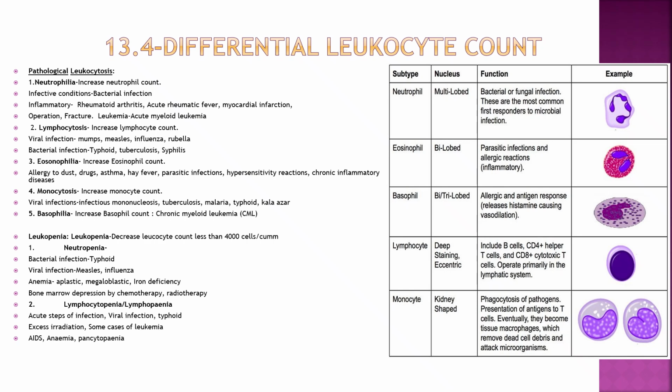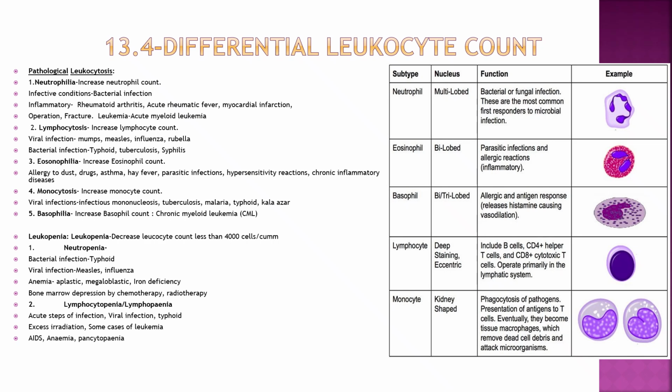Then lymphocytosis, it is increased lymphocyte count. It is mainly seen in viral infection like mumps, measles, influenza, rubella, and some bacterial infection like typhoid, tuberculosis, syphilis. Eosinophilia, it is increased eosinophil count, and it is due to allergy to dust, drugs, or asthma, hay fever or parasitic infection. Monocytosis, it is increased monocyte count. It is usually seen in viral infection like infectious mononucleosis, then malaria, typhoid, kala azar.